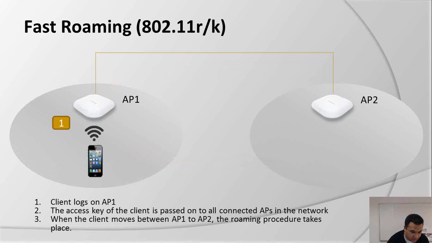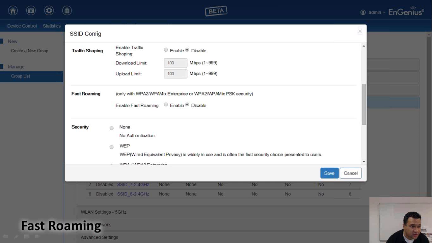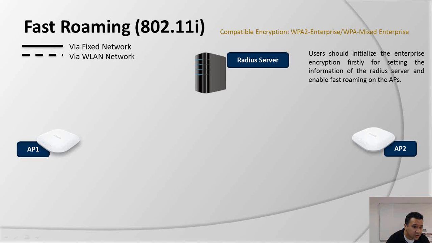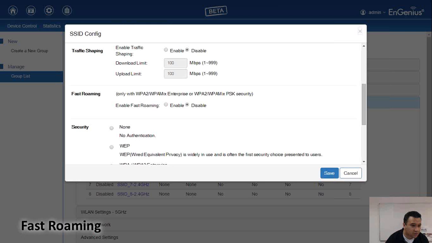Let me just go back to the previous fast roaming slide. So as you see here, control. So with WPA2 and WPA mix enterprise or PSK security, you can enable the fast roaming.